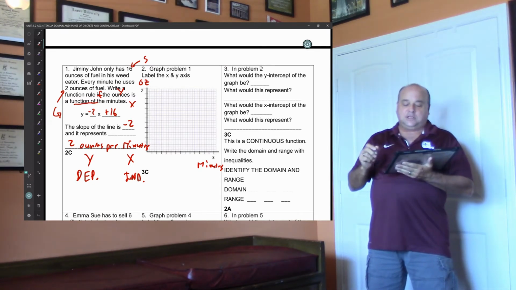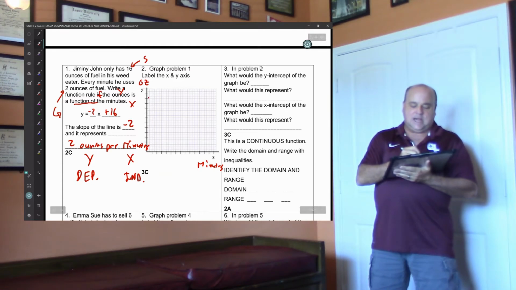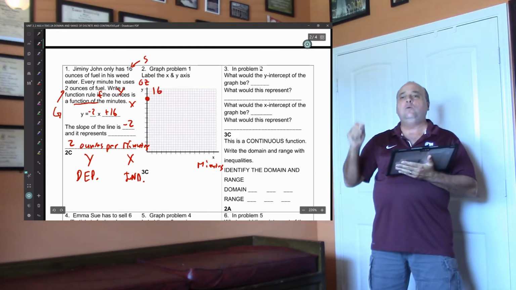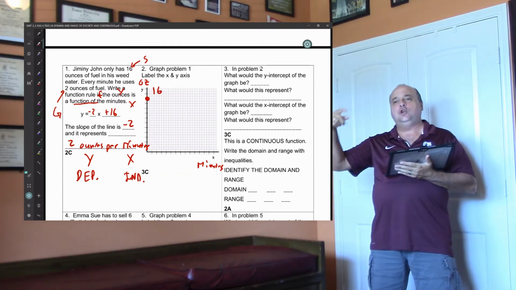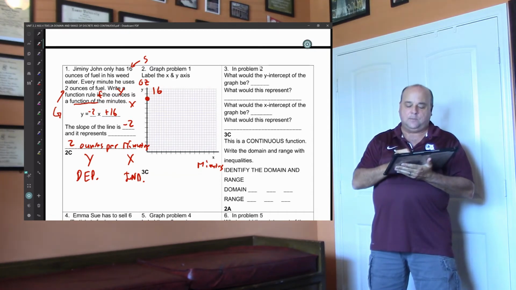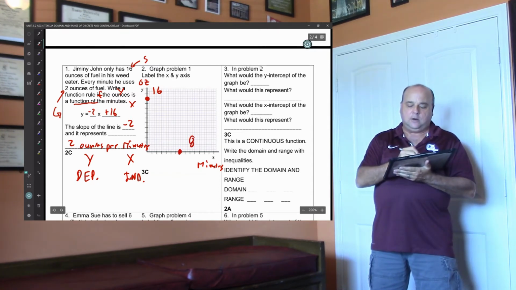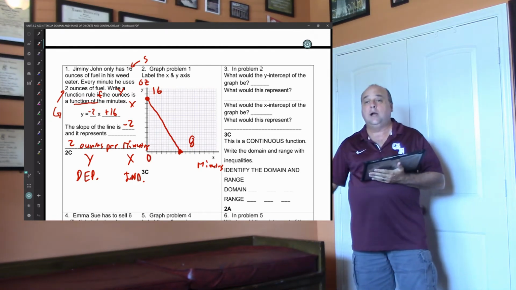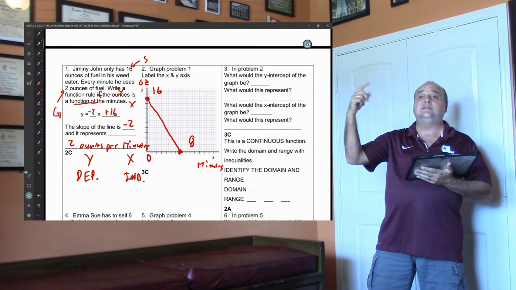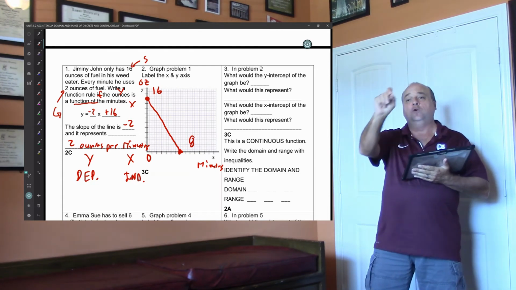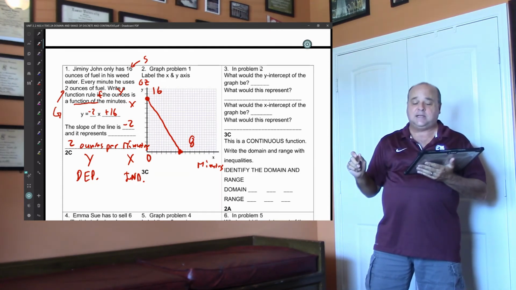Okay, what would the y-intercept of this graph be? It would be 16. And when would we run out of fuel? How many 2's are in 16? There's 8 of them, aren't there? So let's put an 8 right here. This would be it. Put the 0, and this is going to be our domain and range. We connected the dots because it's a continuous function. The fuel is constantly being drained from the tank.